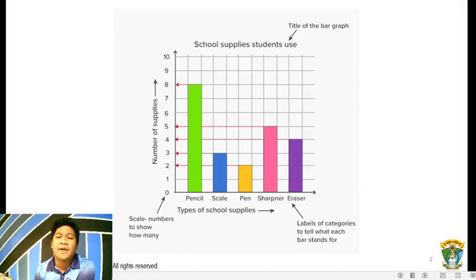And this is another way of using our bar graph. The previous example is a component bar graph because there are several components involved: number of students, the class, and then we also have the male and female. While this one is a simple bar graph only because there are only two variables involved. We have one grouping variable, which is the type of school supplies, and we also have the number of supplies.